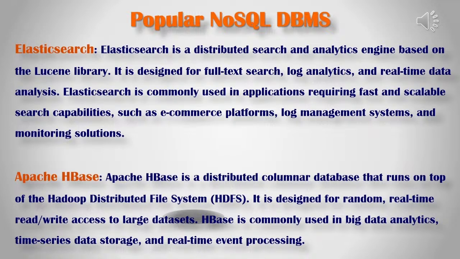Apache HBase. Apache HBase is a distributed columnar database that runs on top of the Hadoop Distributed File System, HDFS. It is designed for random, real-time read-write access to large datasets. HBase is commonly used in big data analytics, time series data storage, and real-time event processing.